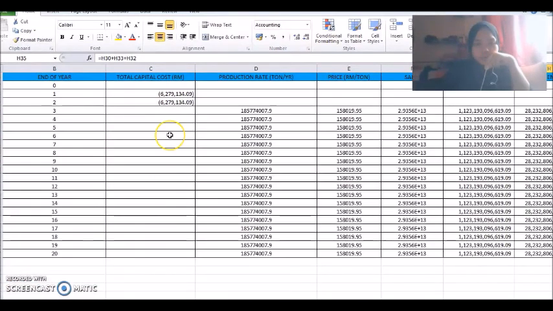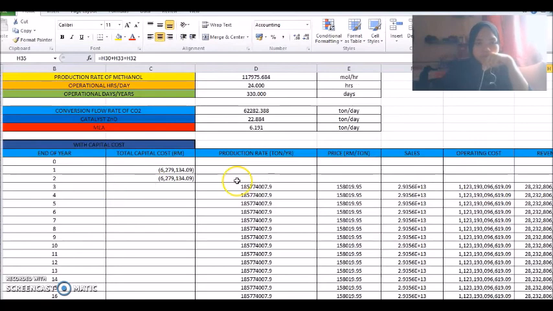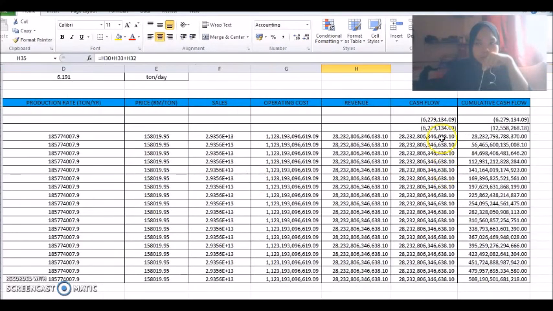And so this is our table for the cash flow with capital cost. You can see here, this is our cash flow and this is our revenue. So you can see here we get a positive profit.